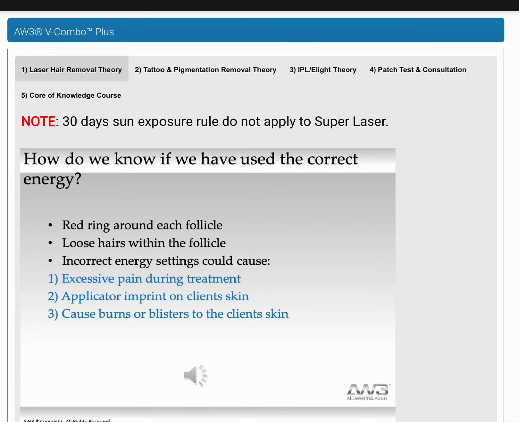When performing the treatment, we need to ensure that we are using the correct energy. If this is the case, we would usually see a red ring appear around each hair follicle. We may also see that the hair becomes loose within the follicle. If incorrect energy settings are used, this could result in excessive pain during the treatment for the client, leave an applicator imprint on the client's skin, or cause a burn. We must always ensure that we use the correct energy settings when treating our client, and the pain threshold should be tolerable.